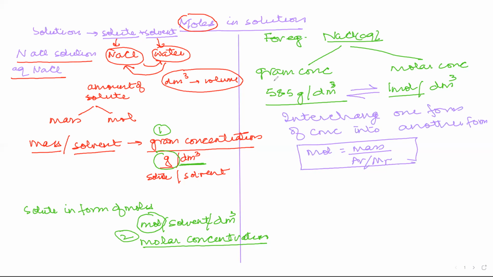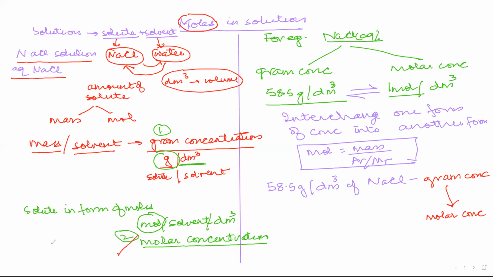Now, for example, let me take the same example. I have 58.5 grams per dm cube of NaCl, and this is my gram concentration, right? I need to convert this into the molar concentration.